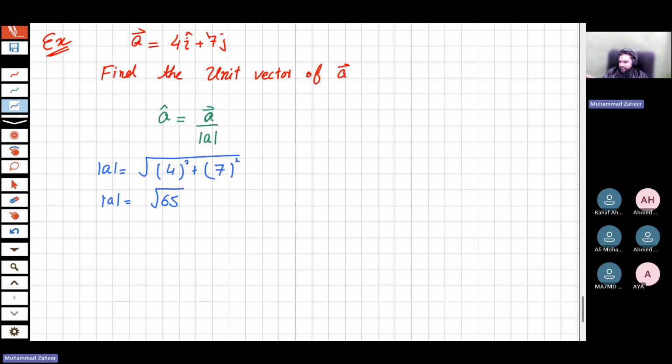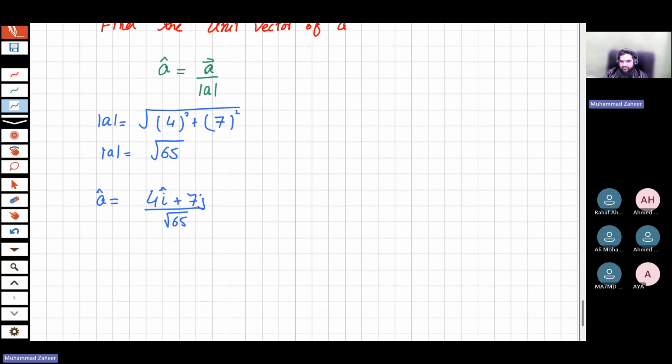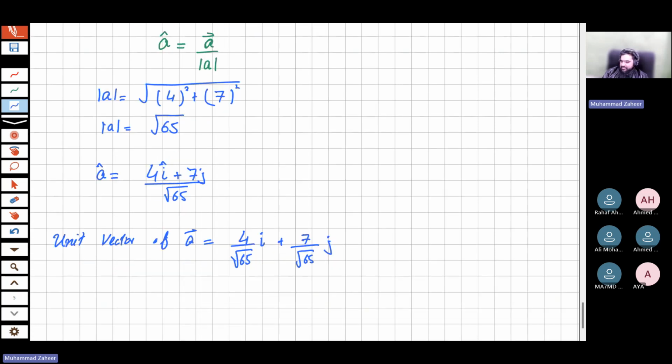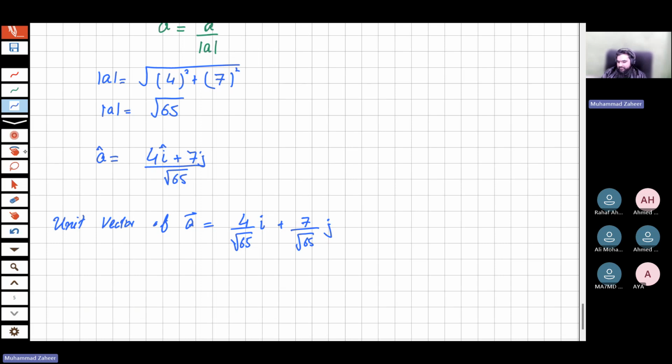But we need to find the unit vector. So unit vector will be equal to the vector, that is 4i plus 7j divided by magnitude. But we need to separate the values of x and y. So unit vector of A will be equal to 4 divided by root 65 i plus 7 divided by root 65 j. It is basically the unit vector of A.